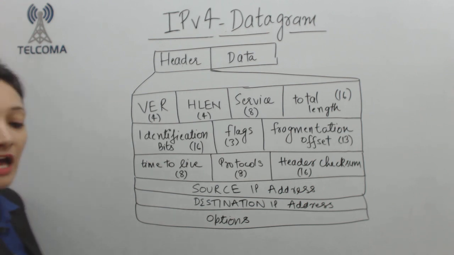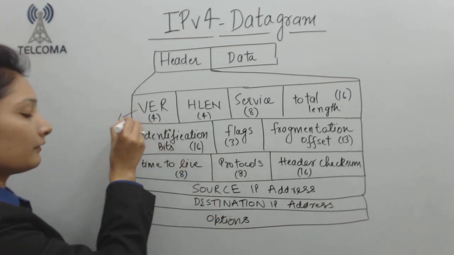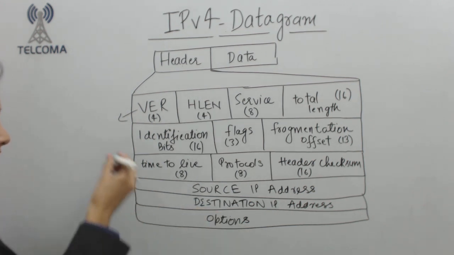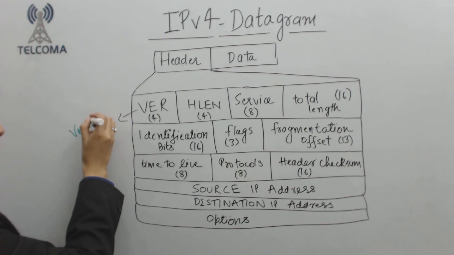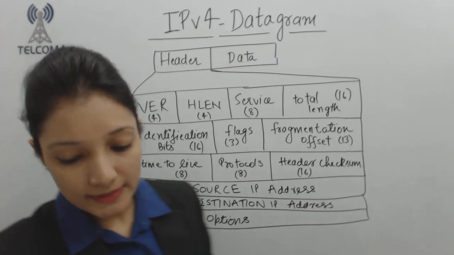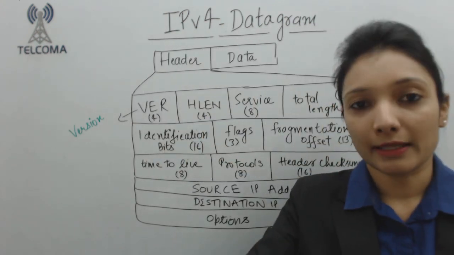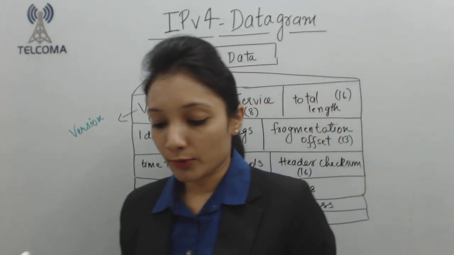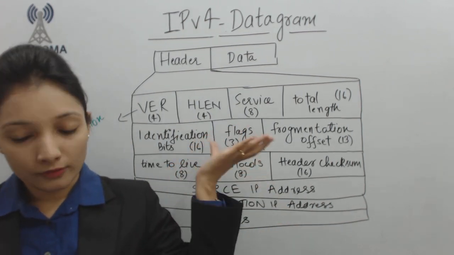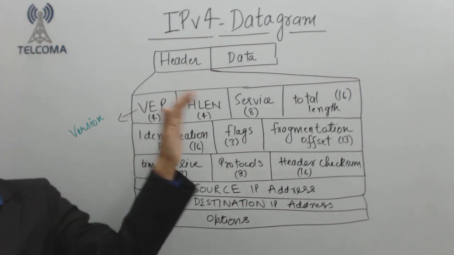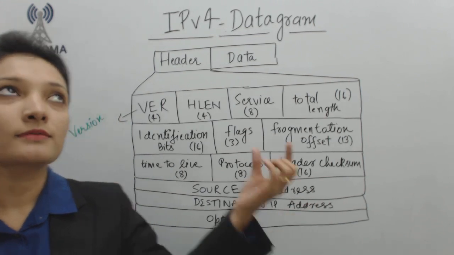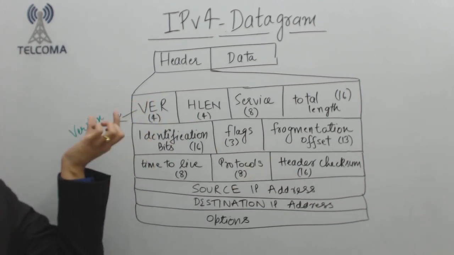Now, very first one, we have the VER, which is your version. This is a 4-bit field which defines the version of IP, the version of your internet protocol. That tells which version is being run by the processing machine, so that the appropriate datagram can be processed. If you are using IPv4, this field will specify version 4.